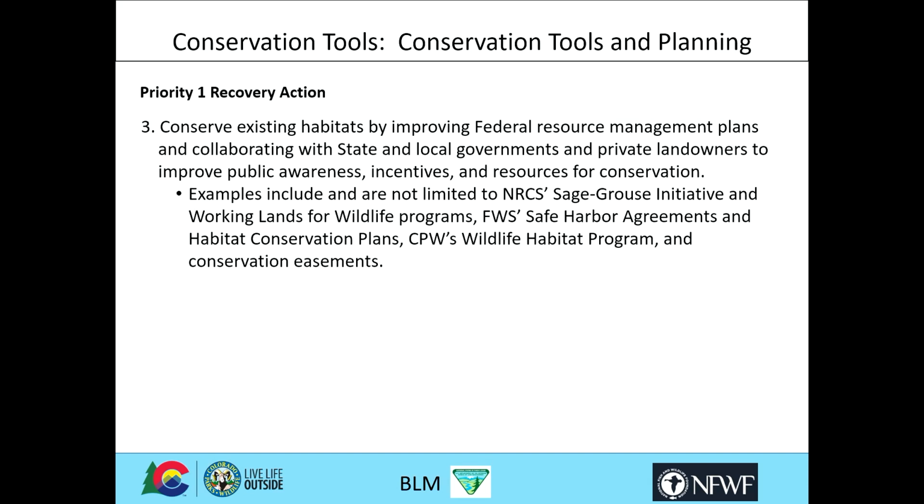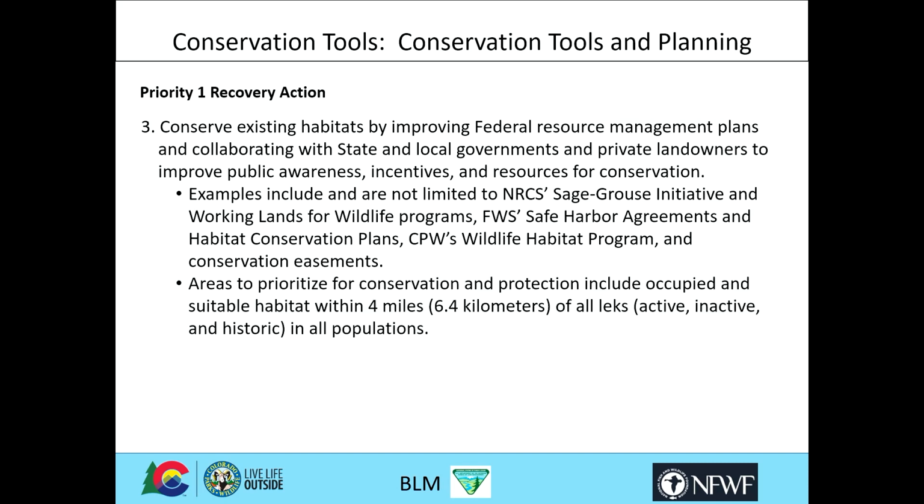It includes some examples from things like NRCS's Sage Grouse Initiative, Working Lands for Wildlife program. Others brought up some of the Fish and Wildlife Service's programs like the Safe Harbor Agreements, habitat conservation plans. Colorado Parks and Wildlife has a wildlife habitat program and conservation easements. So it really covers everything. The other thing that is included in the plan is they do try to narrow down the areas by prioritizing these plans and conservation tools to occupied and suitable habitat within 4 miles of leks in all populations. So in reality, it doesn't really cut it down much at all.